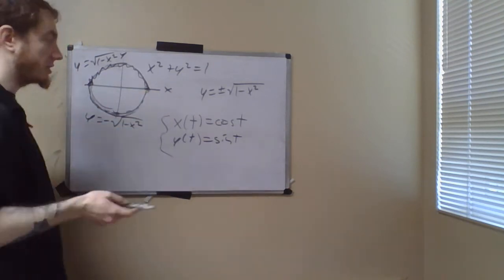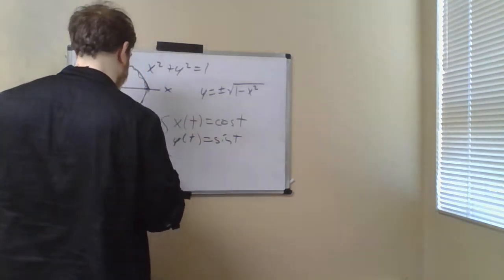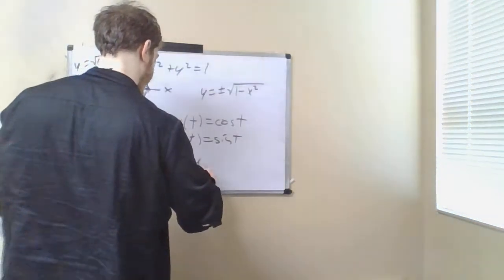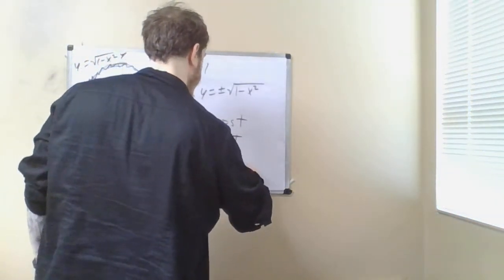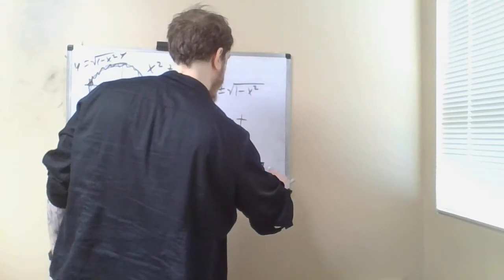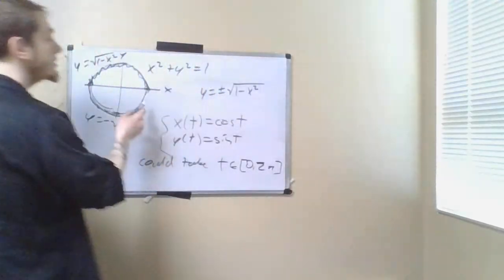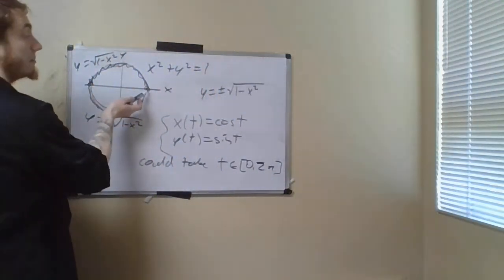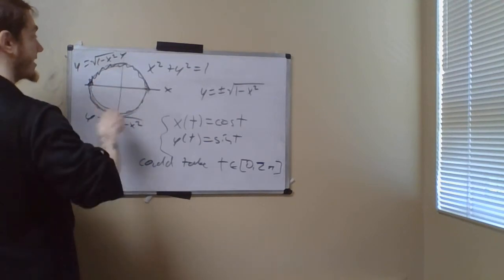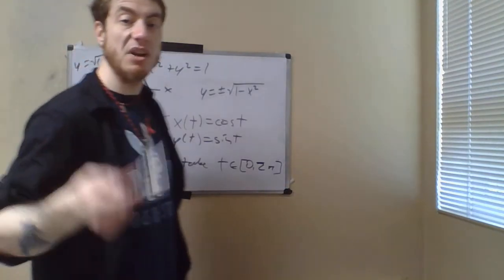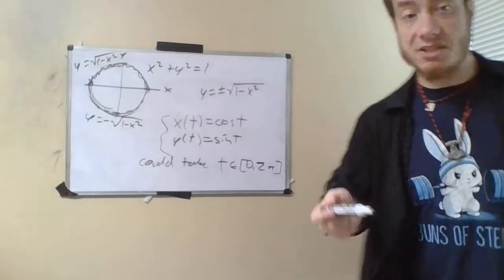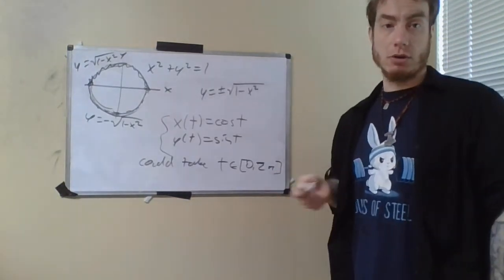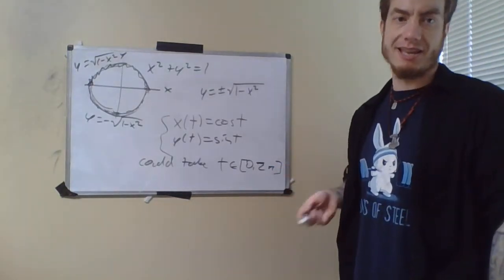And if I just want the circle, I could take t to be in the interval from 0 up to 2 pi. But if I wanted to, I could actually let t be any real number, and then I would just spin around the circle an infinite number of times, but I would still get exactly the same picture. It doesn't change the points in the plane that I'm tracing through.